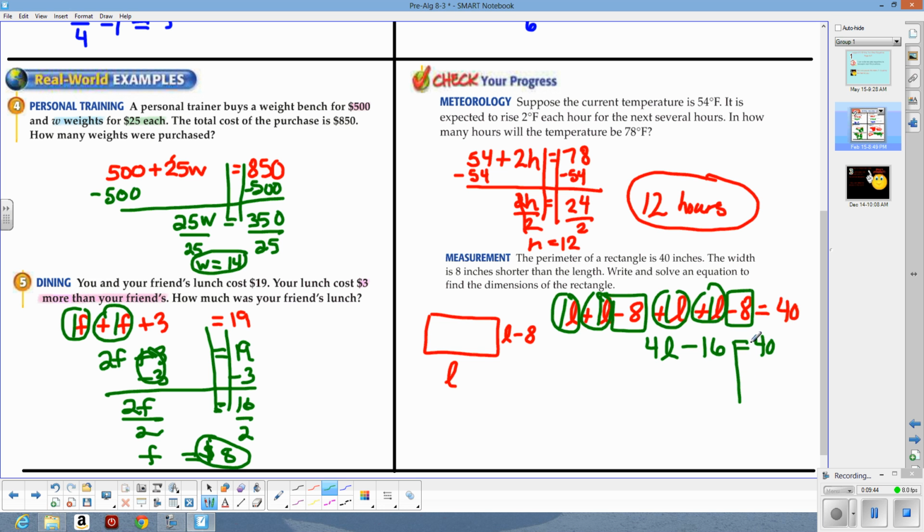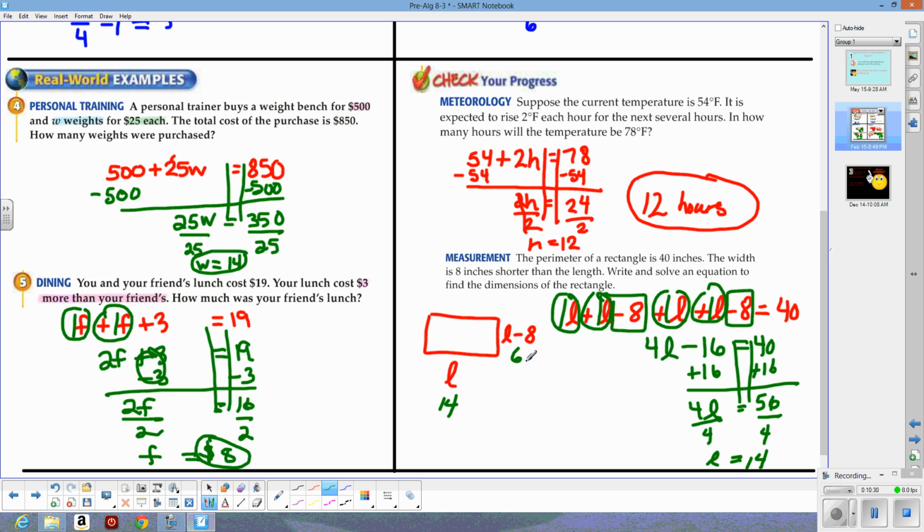Now to get L by itself, you would add 16 to both sides. So we end up with 4L equals 56. Now to undo 4 times L, you would divide by 4. So divide both sides by 4. L is going to equal 14. So that means the length is going to equal 14, and then the width would have to be 14 minus 8. 14 minus 8 is going to be 6.